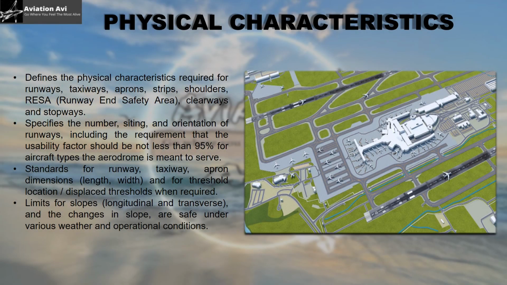In this series on physical characteristics, we will be talking about the characteristics that are required for a runway, a taxiway, an apron, the strip, shoulder, RESA, clearway, and the stopway. We have already discussed the runway physical characteristics, the length and width of the runway, the associated shoulders, and the physical characteristics associated with the runway turn pad. Now, in this video, we will talk about the RESA and the runway strip.